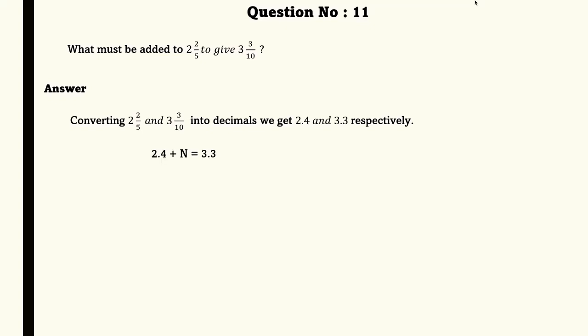Question number 11. What must be added to 2 2/5 to give 3 3/10? Converting these both into decimals, we will get 2.4 and 3.3 respectively. So 2.4 plus n is equal to 3.3. So n is equal to 9/10.